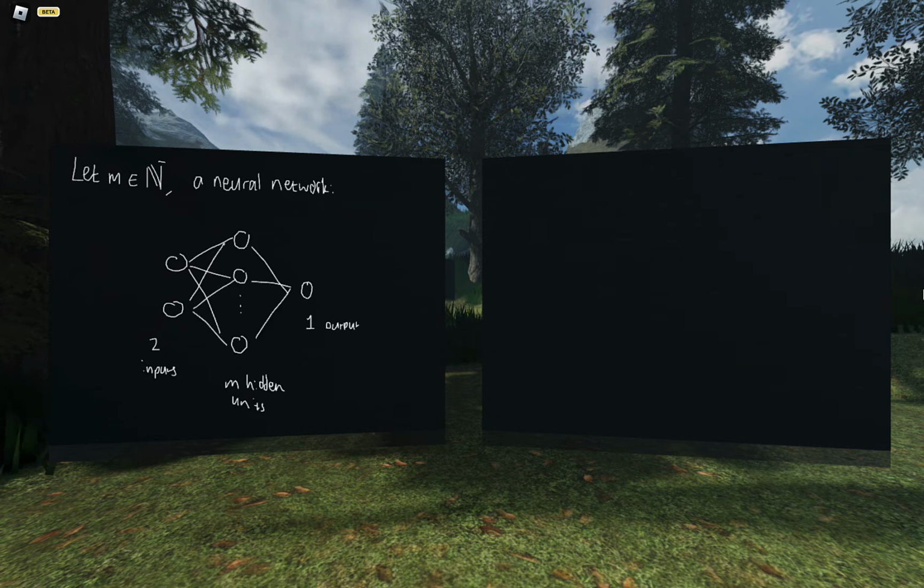And so you could describe this neural network with a parameter that tells you what all of the weight parameters are from the first input unit to the m hidden units, and then another m parameters for the second input to the m hidden units, and then a third lot of m parameters from the m hidden units to the one output. So a total of 3m weights. So I'm going to write W is a weight vector in R to the 3m.